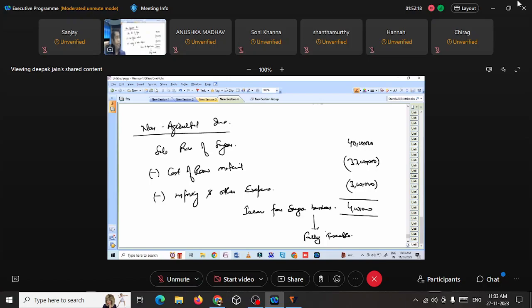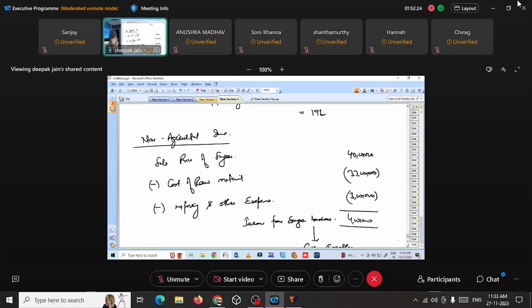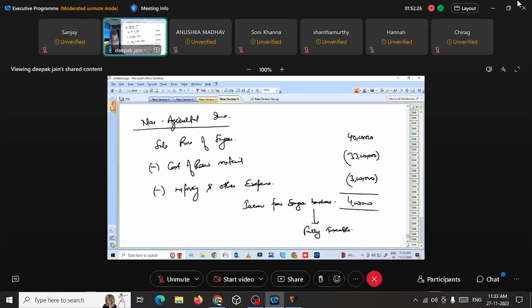So this is the treatment of agricultural and non-agricultural income. My agricultural income would be 19 lakh and non-agricultural income would be 4 lakh in this example. This is the whole crux of agricultural income from my side.